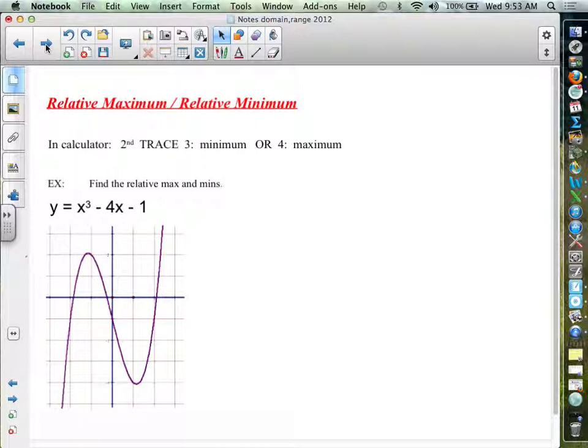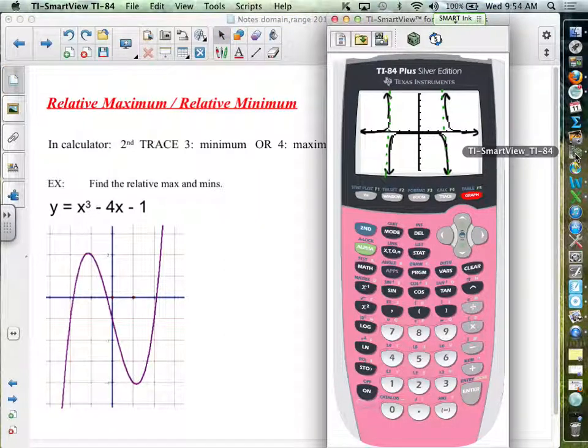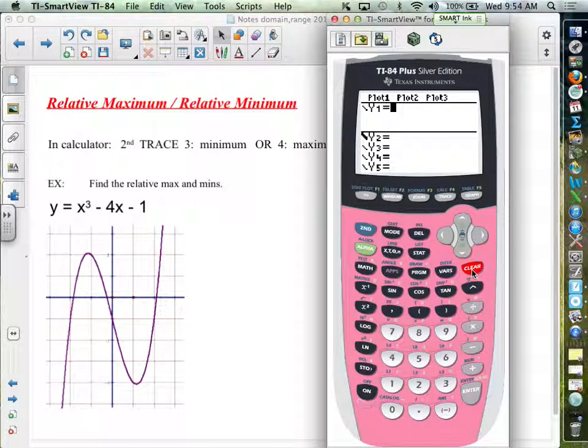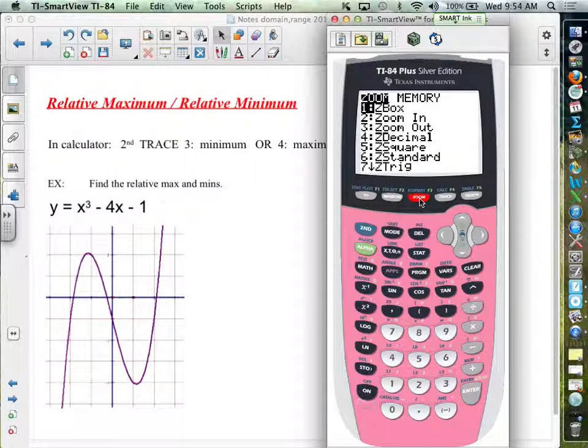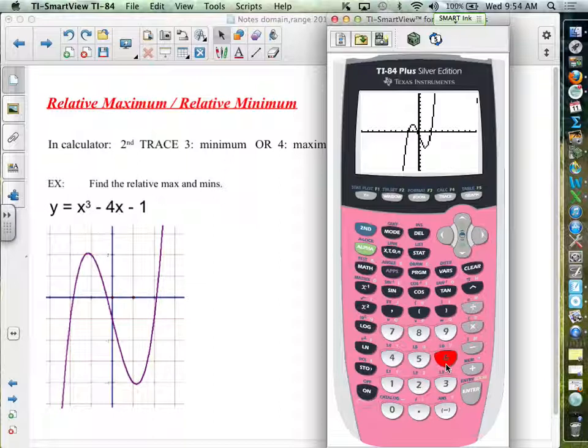Let's get one more of these. Oh, relative max and mins. You did this in Algebra 2. You can do this with your graphing calculator. Okay, so you can put this in your calculator: x cubed, minus 4x, minus 1. All right, let's hit zoom, and 6 will reset that window to go from -10 to +10. If you want it reset again, you don't have to reset it.